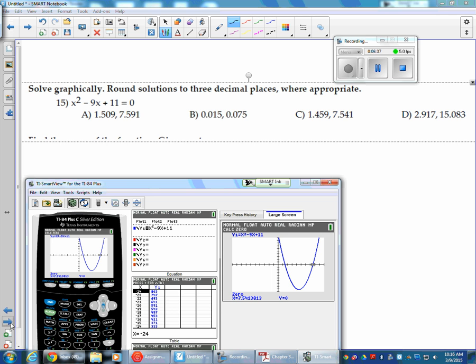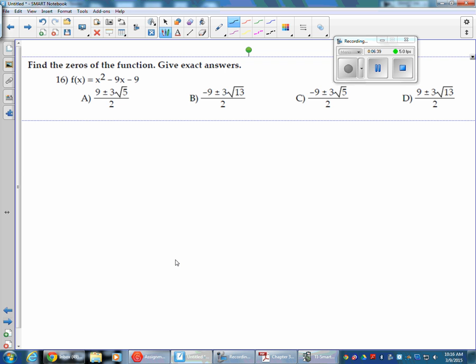Alright, I'm going to leave the calculator here. I think I might need it. Nope, don't need it for that one. X squared minus 9x minus 9, it says give exact answers, so the calculator is not going to help me here. Looking at this, it doesn't factor. I could complete the square, but then I'd be taking half of 9, which is a fraction, and that's kind of messy. So I'm going to do the quadratic formula.